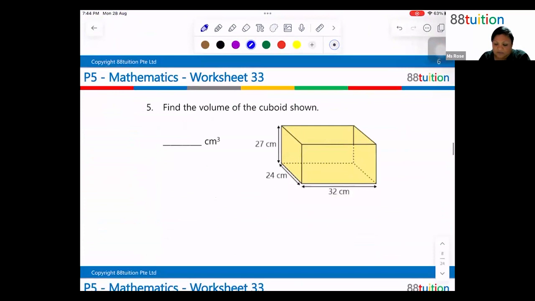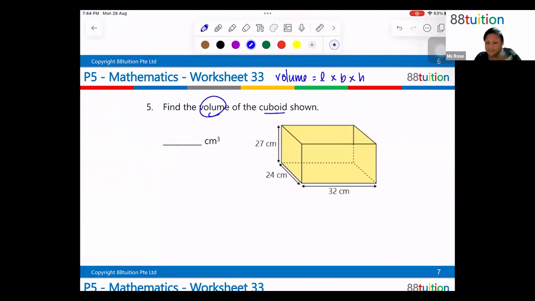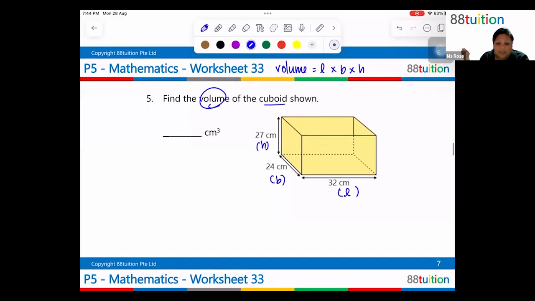Right, next one, question number 5. Same concept. We know that to find volume is equal to length times breadth times height. You want to find the volume of the cuboid. So this is your length, breadth, and height. It is always done this way. Using the formula, volume is the length, which is 32, times the height, which is 24, and the breadth, which is 27.